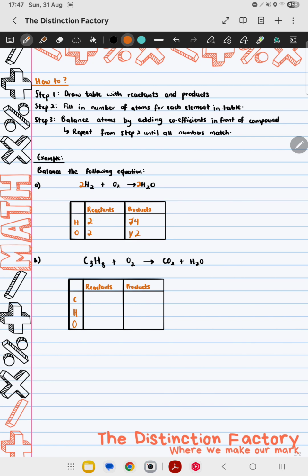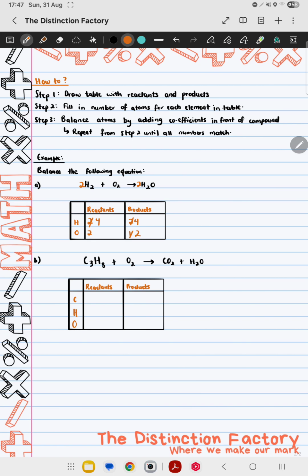And then I recalculate on my reactant side. So now I've got 2 times 2 H atoms, which gives me 4. And then I've got my oxygen, which is still 2. Okay, good. So that means that my equation is balanced because the reactants and the products are matching up with each other. Then we can go on to equation B.